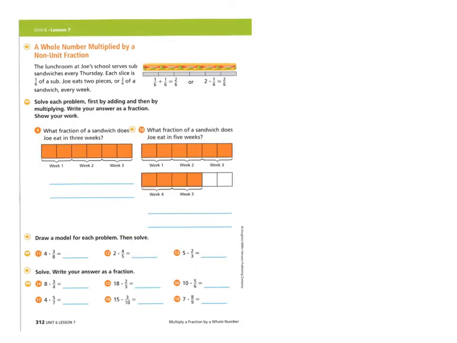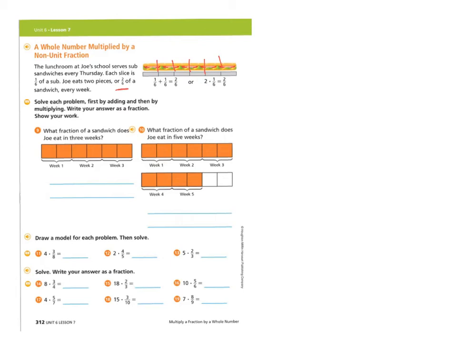Page 312. A whole number multiplied by a non-unit fraction. Here we go. The lunchroom at Joe's school serves sub sandwiches every Thursday. Each slice is 1/6 of a sub. Joe eats 2 pieces, or 2/6 of a sandwich, every week. So here's the sub sandwich. It's broken into 6 pieces. Okay, so each section is 1/6. Joe eats 2/6 every week. So we need to solve each problem first by adding and then multiplying, just like we did on page 311. Write your answer as a fraction and show your work.